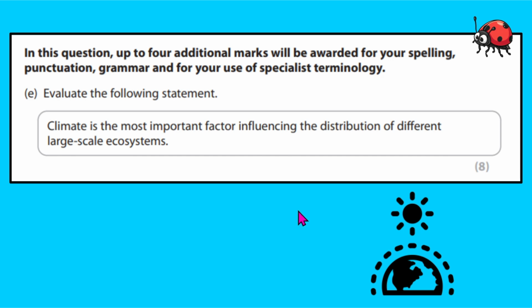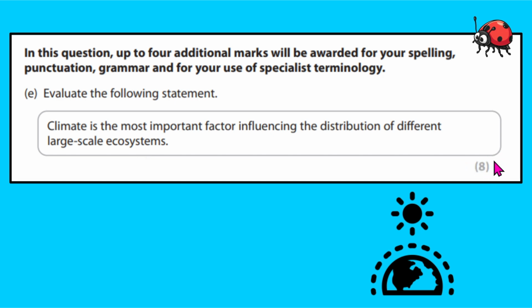Okay, once you've done that, you'll have seen that the command word is evaluate. So we're saying if it's going to be a very significant factor, a somewhat significant factor, or an insignificant factor. All right? We need to be making a judgment, basically. Then we need to underline the keywords. So we're going to have climate, influence, distribution, and ecosystem. Okay? So basically it's asking you what factors, apart from climate, influence ecosystems.